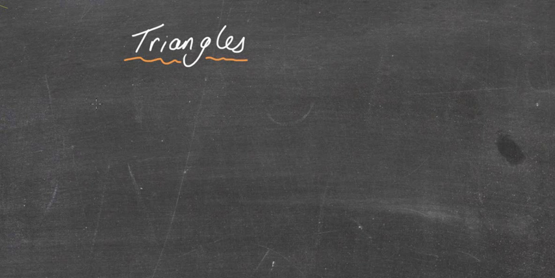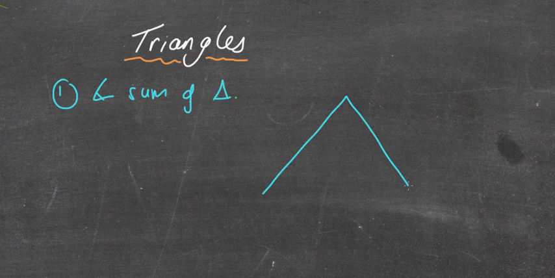We're looking at triangles. We've been looking at a few different aspects of triangles. The very first thing, however, that we will be looking at is what we call the angle sum of a triangle. What that means is we're going to have a triangle, and this can be any triangle, with any angles or any side lengths.